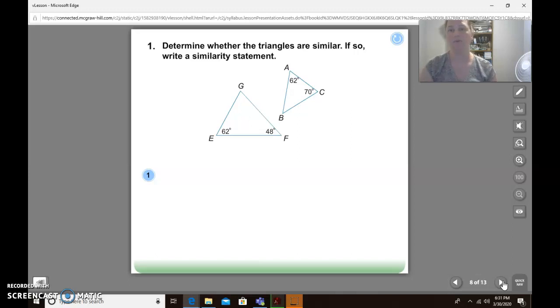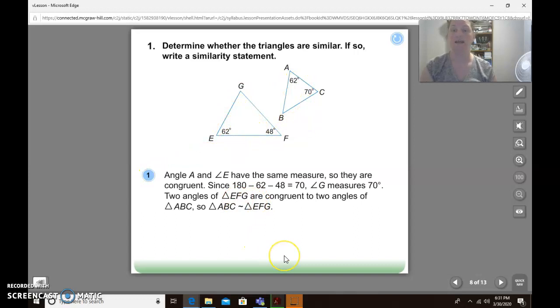All right, so we're going to determine whether the triangles are similar. If so, we're going to write a similarity statement. All right, so here are your triangles that you're comparing. Angle A and angle E have the same measure. They're both 62 degrees. So they are congruent.